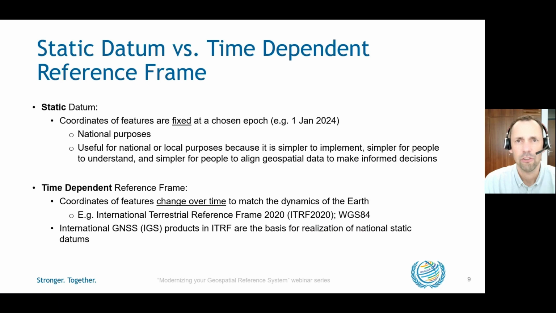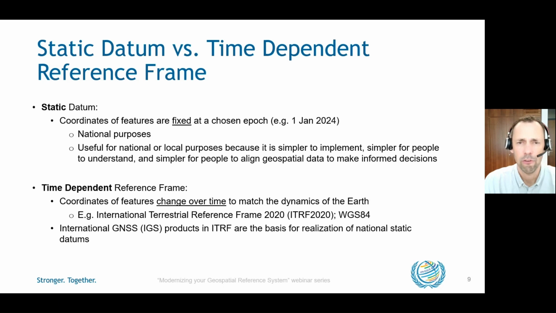To better understand a static datum, here we describe the differences between a static datum and a time-dependent reference frame. We will describe time-dependent reference frames in more detail in webinar part 3, but it helps to understand static datums by providing some distinguishing features now. With a static datum, the coordinates of features like roads, buildings, and property boundaries are fixed at a specific point in time and do not change over time.